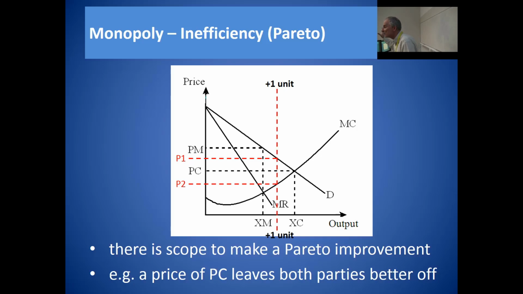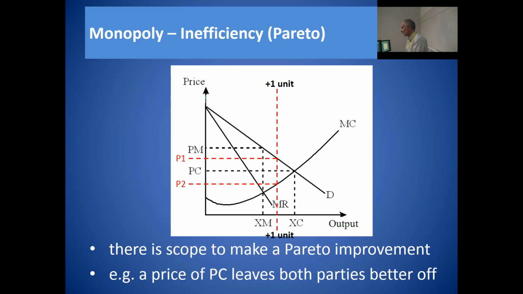They would benefit from that unit being sold for a price of PC. Okay, so consumers are better off, but what about the monopolist? Would the monopolist be better off? Yes or no? Lots of blank faces looking at me.